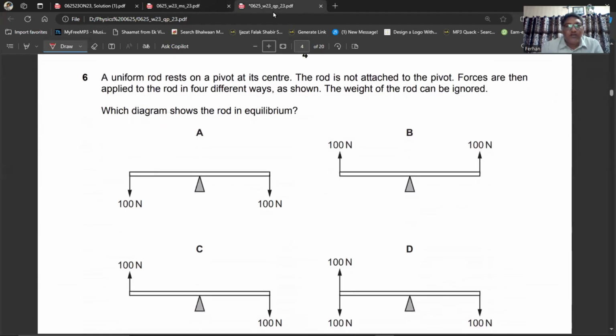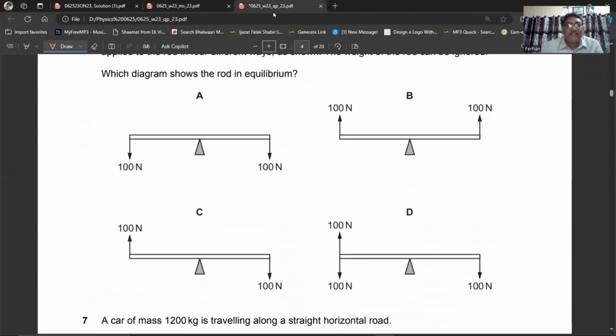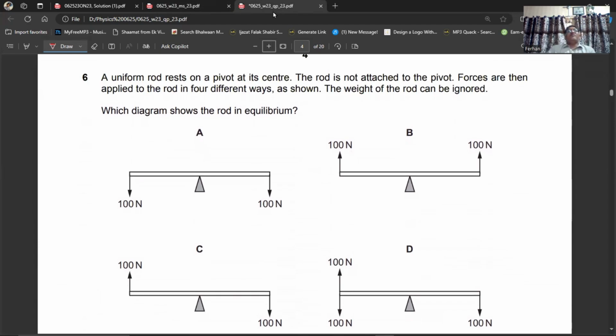Okay, so here we go. Question number 6. A uniform rod rests on a pivot at its center. The rod is not attached to the pivot. Forces are then applied to the rod in 4 different ways, as shown. The weight of the rod can be ignored. Which diagram shows the rod in equilibrium?